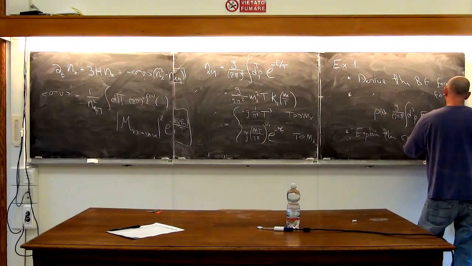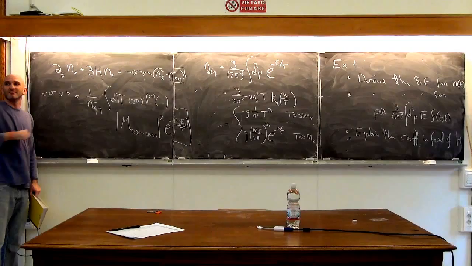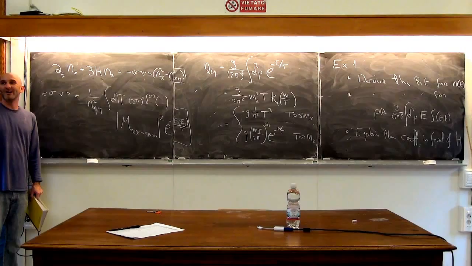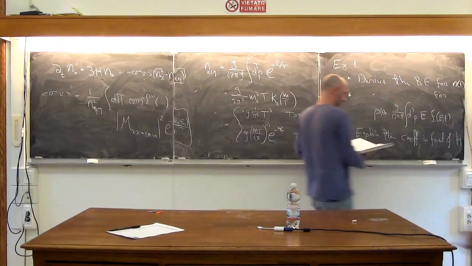By the way, I never mentioned what this Hubble is. Does everyone know what this is? I'm sorry. Has everyone done cosmology, basic cosmology here? Who has? I won't ask who has. Okay, then I'll define it in a second. But explain this coefficient, 3. And okay, I have another question, but we'll skip it now.